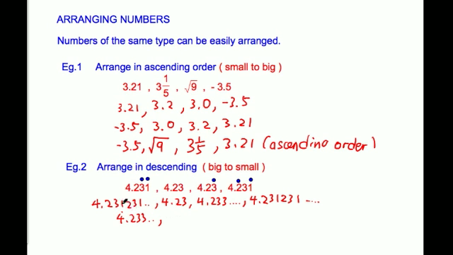Oh, sorry, this is wrong. It should be 4.23131, which is the next larger number. And the next larger number is 4.2312. And finally, we have 4.23.